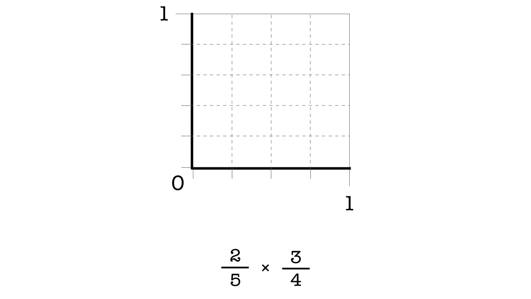Next, to show the first fraction, we count 2/5 here. And show the second fraction by counting 3/4 here. The product of these fractions is shown by this array.